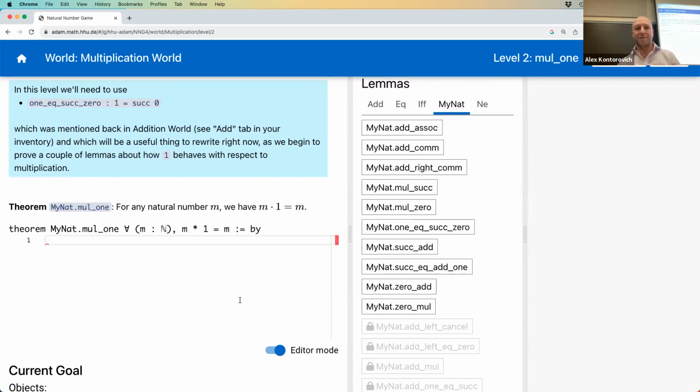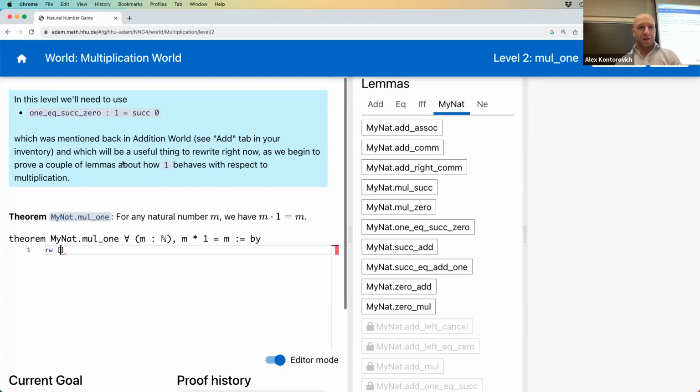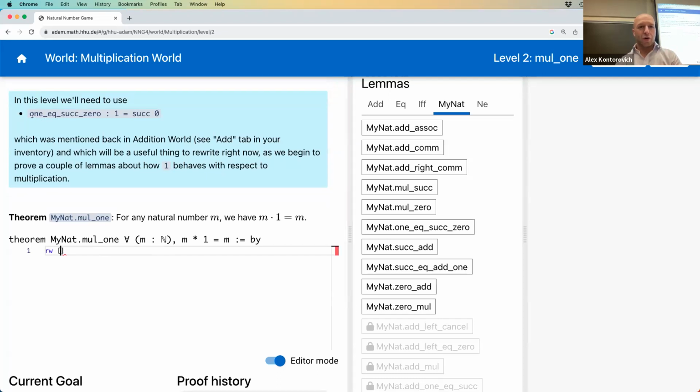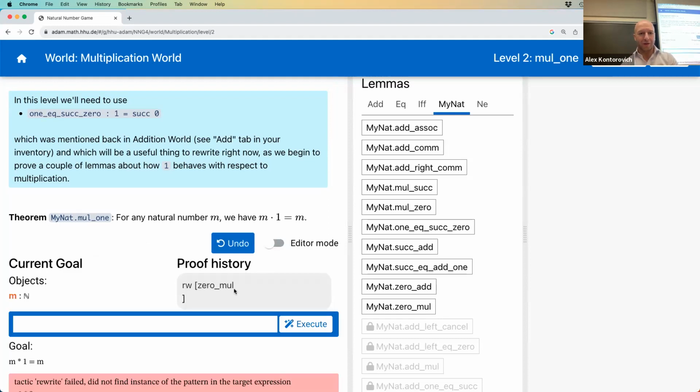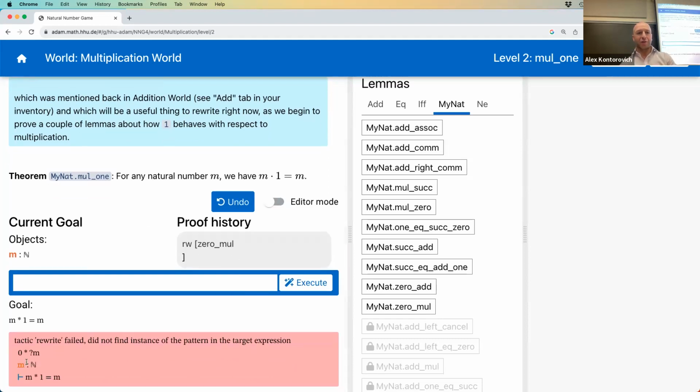So you would do rewrite mul 0, 1? Mul 0, 1, do you mean? Or sorry, 0 mul. Well, if I try to rewrite 0 mul, we just proved. Let me go out of editor mode. It looks for 0 times something, and it looks at the goal and says, I didn't find it. The rewrite failed.